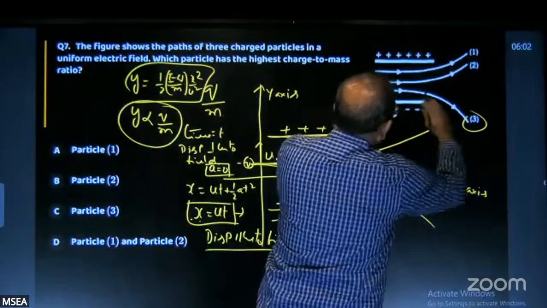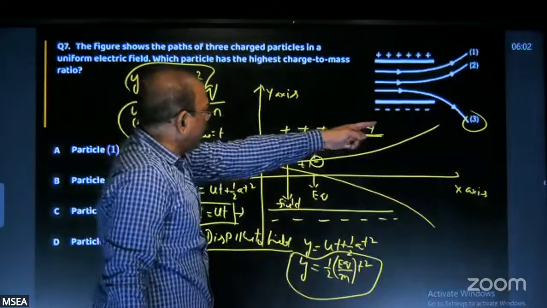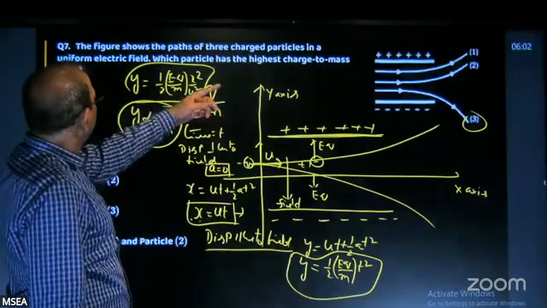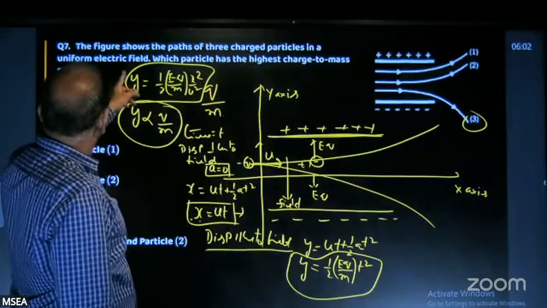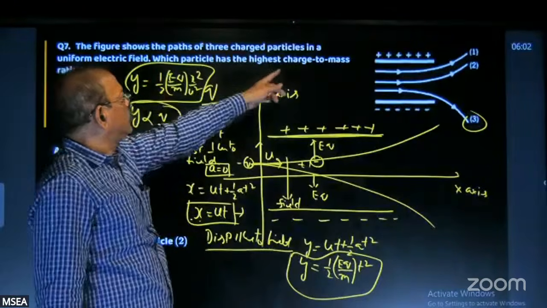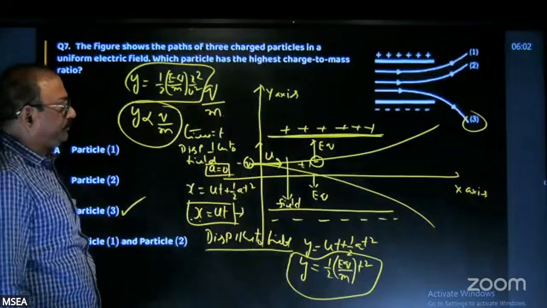Which particle is getting more displacement along y-axis? This third particle, more deflection is there. Why more for the third particle? Because the third particle's q by m, specific charge, is more here. So the question is asking for which particle the specific charge, the ratio of charge to mass, is more. Third particle.